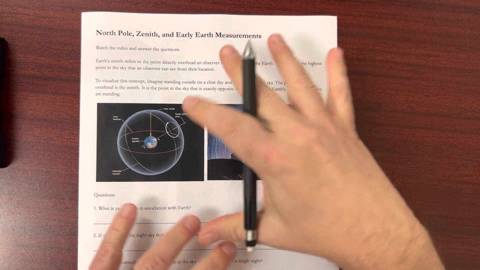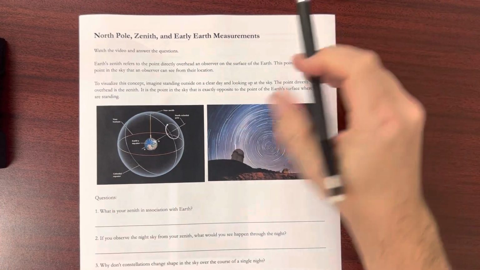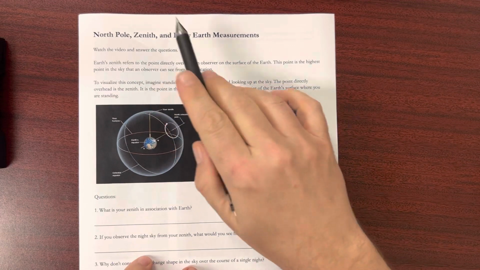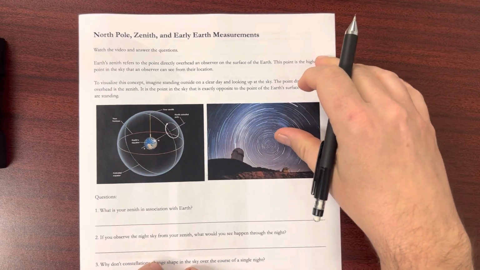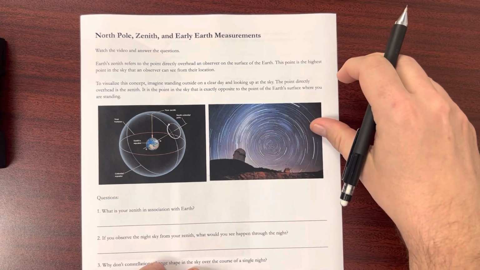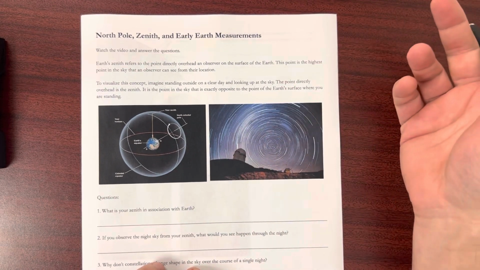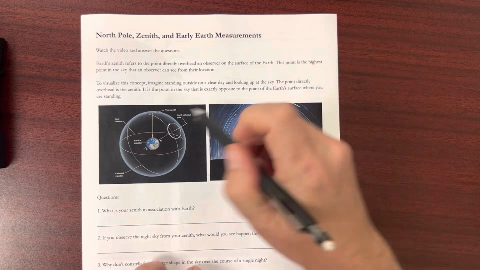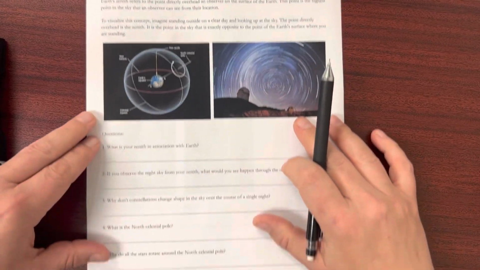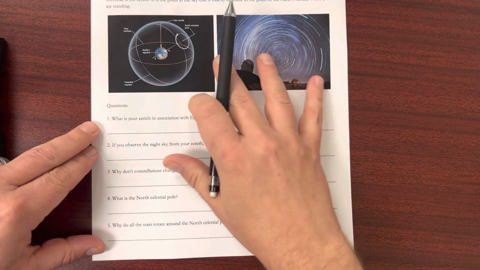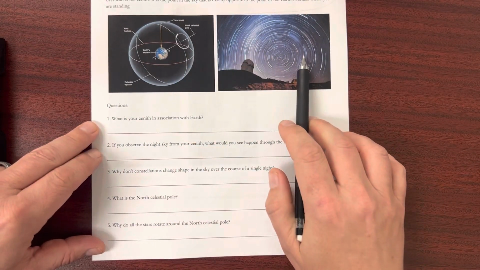Good morning. Today I'm going to go over this worksheet, North Pole, Zenith, and early Earth measurements. So I'm covering several quick topics that have to do with the history of astronomy. And there's a little bit of intro up here, so you can take a look at that. But then down here, what I want to talk about are these two images.